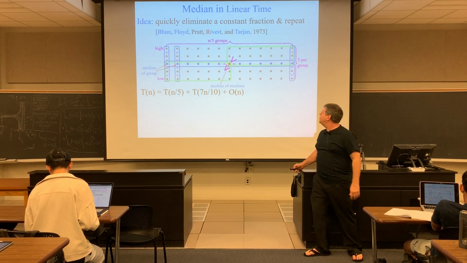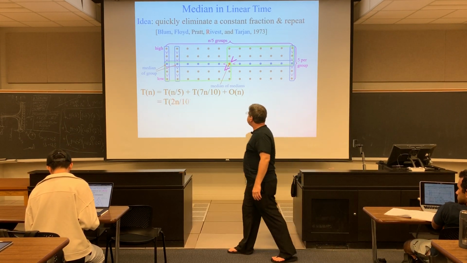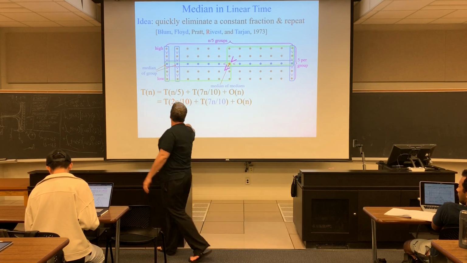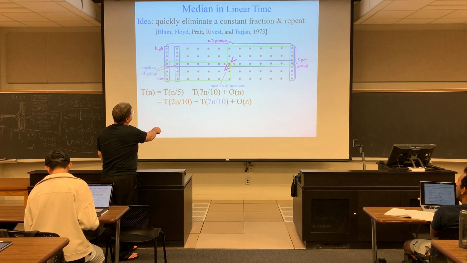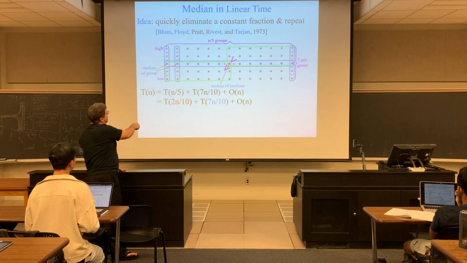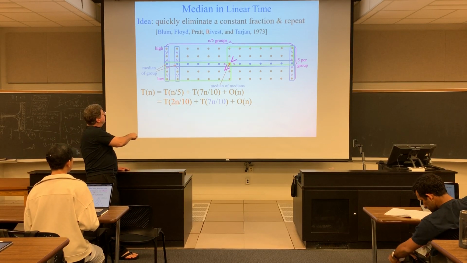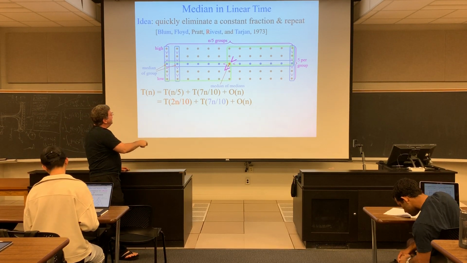T of n over 5 plus T of 7n over 10 plus linear. Let's see how much that is. First, we'll rewrite the n over 5 as 2n over 10. I just multiplied the numerator and denominator by 2 here to put it over a common denominator so that we can combine them.